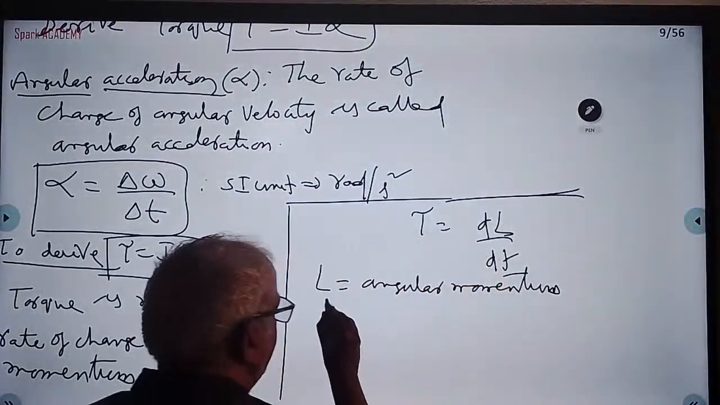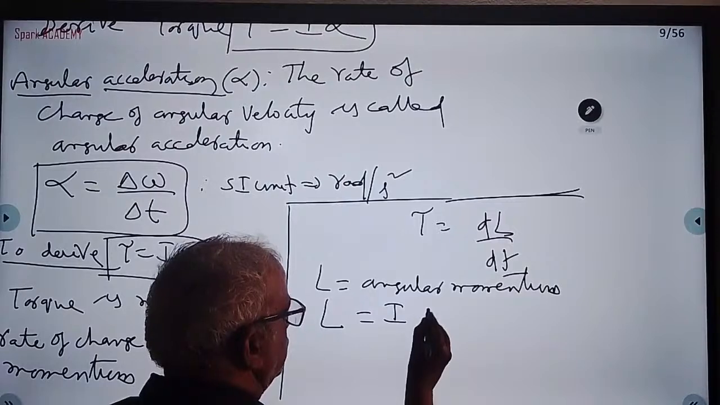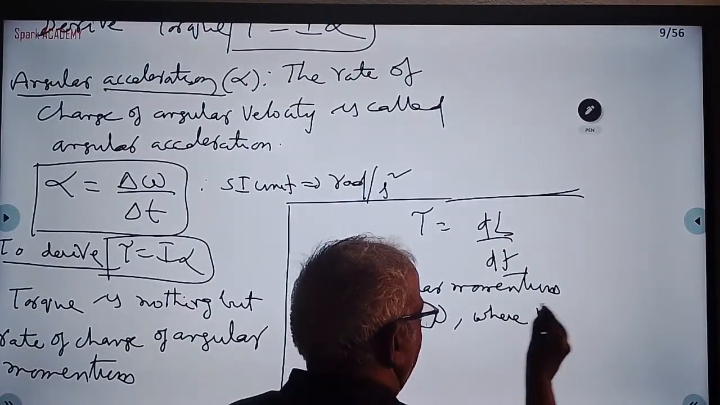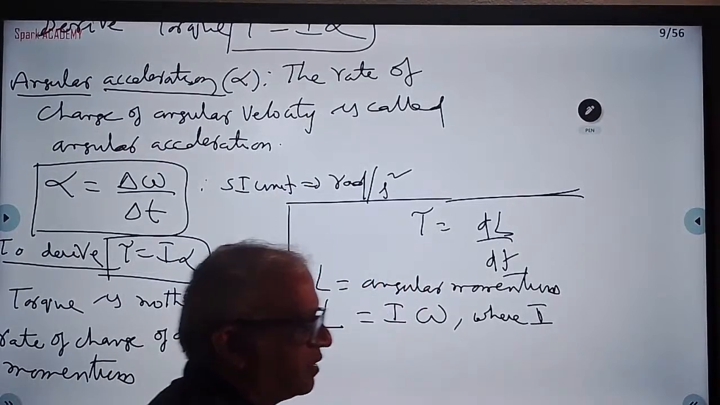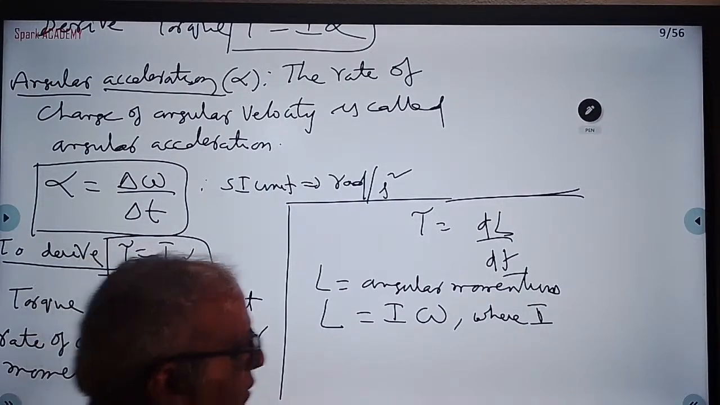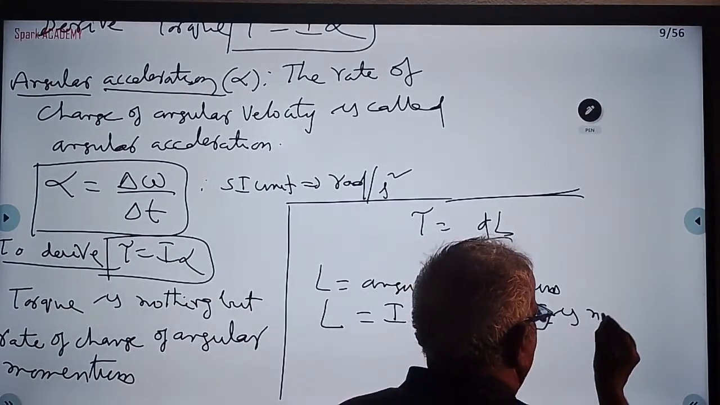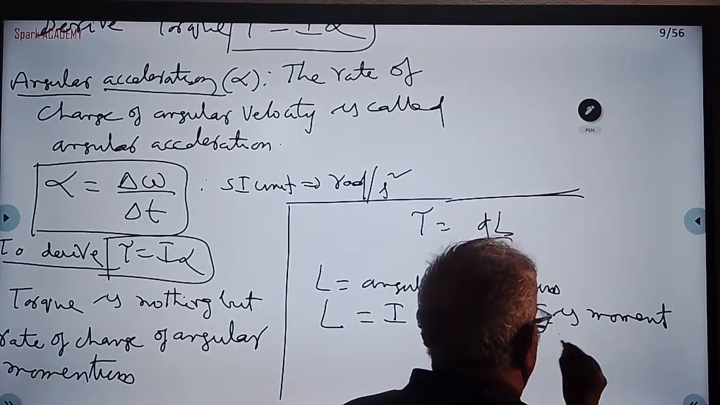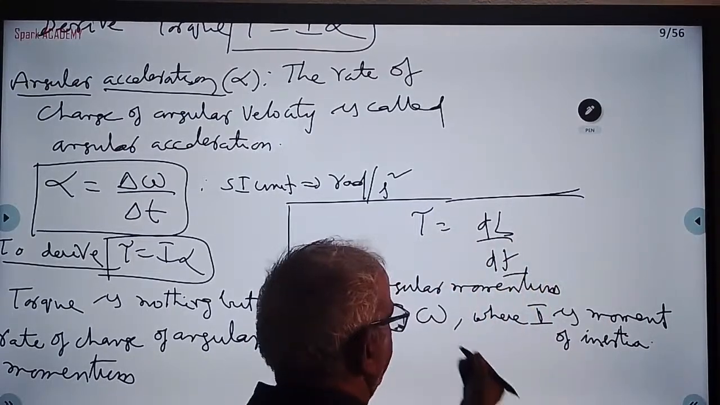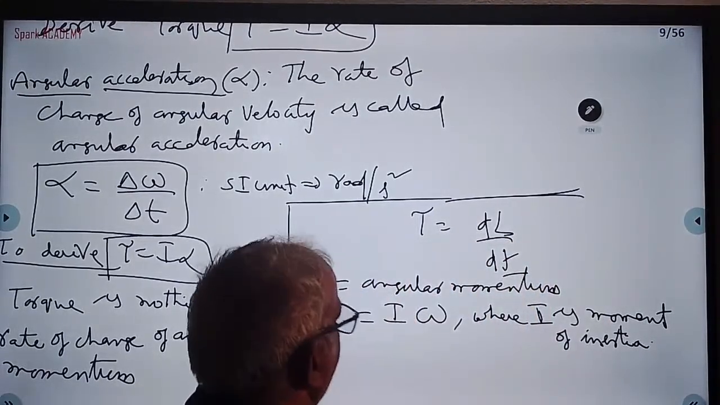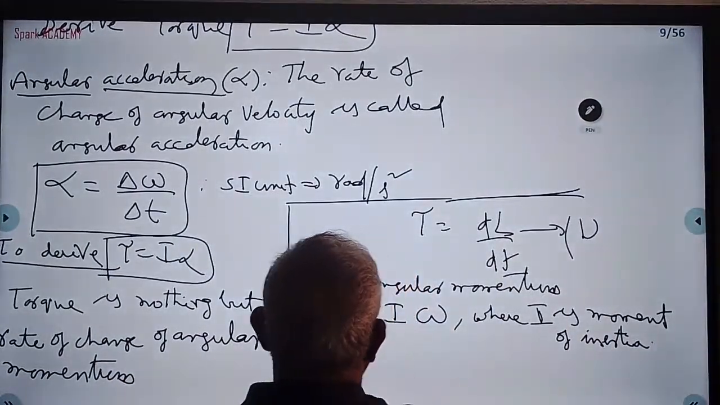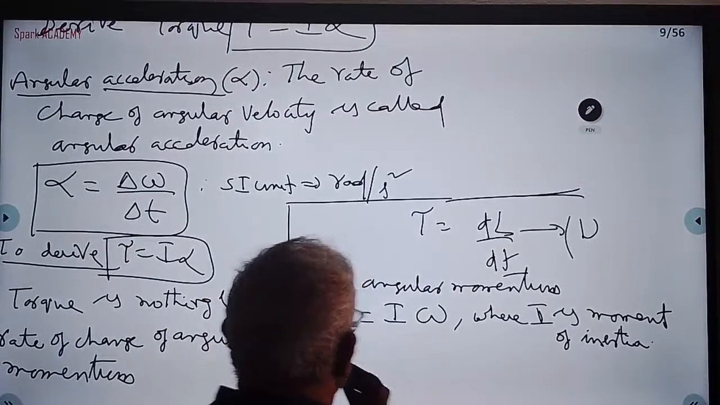Angular momentum is defined as I into omega, where I is moment of inertia. That will come in rotatory motion just like mass in straight line motion. I is m r square. Omega, already you know, is angular velocity. So L is I omega. This is the second expression. I am differentiating now.